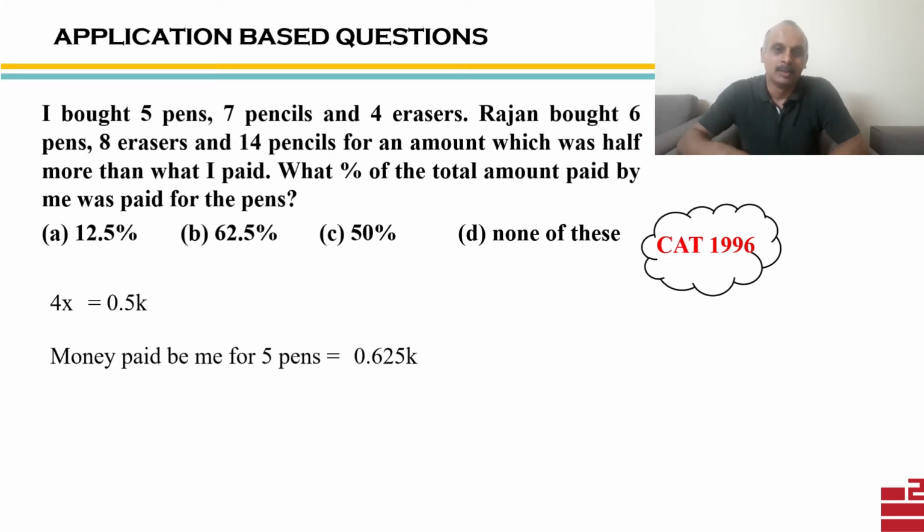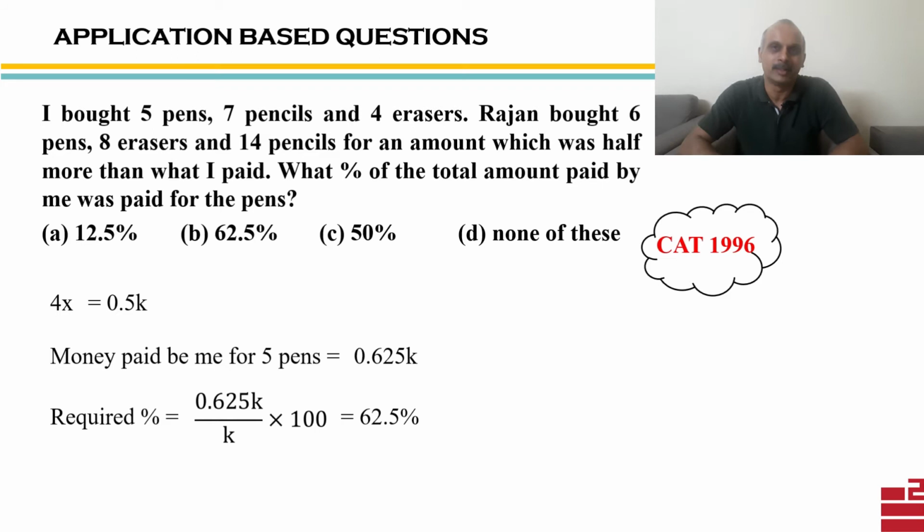And therefore, the required percentage will be 62.5%. Now in this question, the trap was, I have seen students, once they get x as 0.125k, they feel the answer is 12.5%. And that is also given as one of the options. But the correct answer is, since I have bought 5 pens, I will multiply that by 5. So 12.5% into 5 gives me 62.5%, and so that is the correct answer.